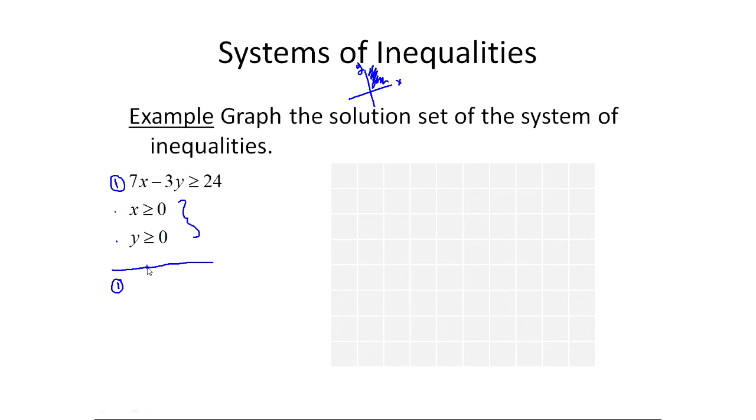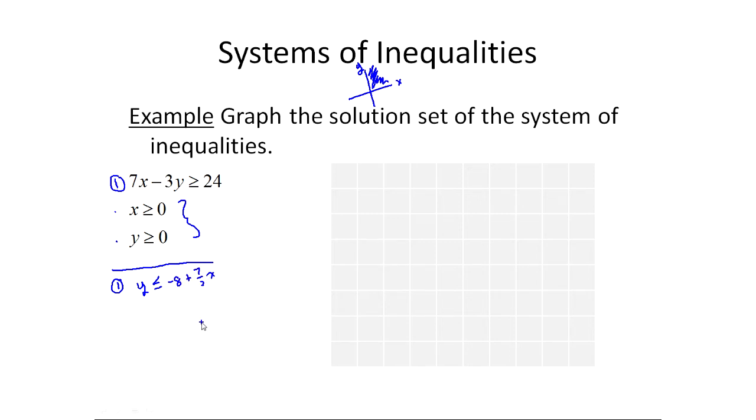But when I solve for y, again, I've got to remember that when I divide by a negative, the inequality direction flips. So I get 24 minus 7x, and I end up with negative 8 plus 7/3 x. So y is greater than, well, excuse me, less than or equal, because I ended up dividing by a negative, negative 8 plus 7/3 x.